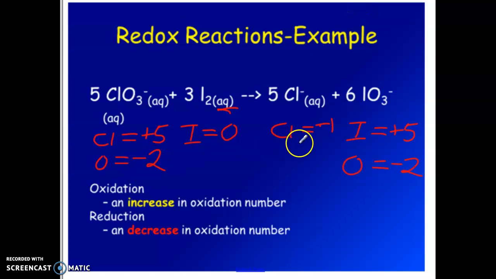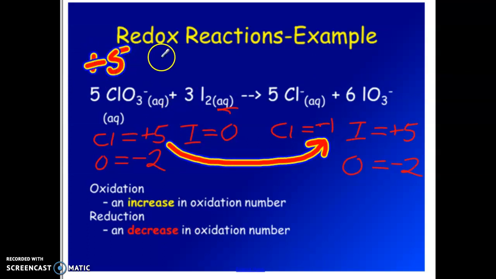Okay, so now, how are we going to know what is happening? We're going to look for a change in these numbers. So chlorine is going from +5 to -1, meaning it's going down in oxidation numbers. So chlorine is actually the substance that is doing reduction. It is, in fact, gaining electrons. We're going from +5 down to -1.